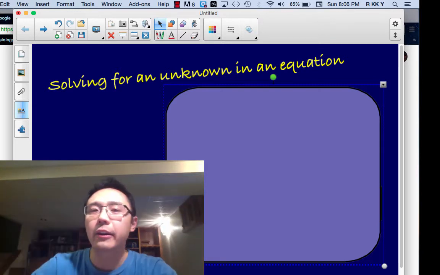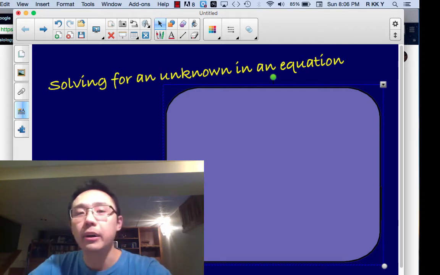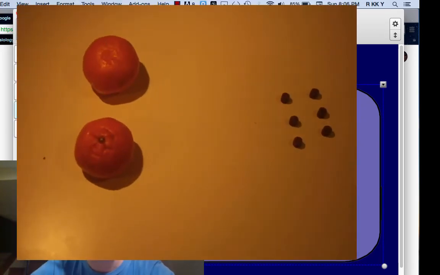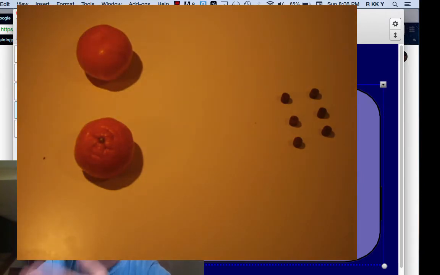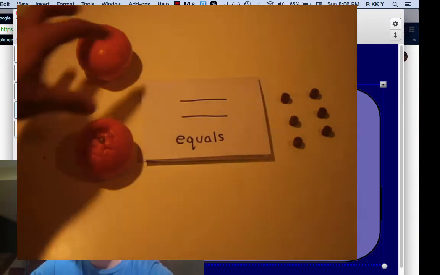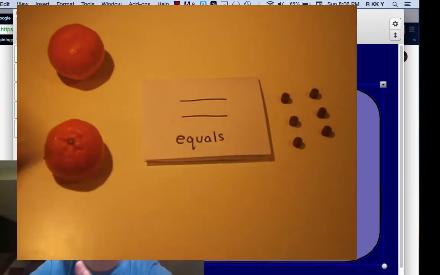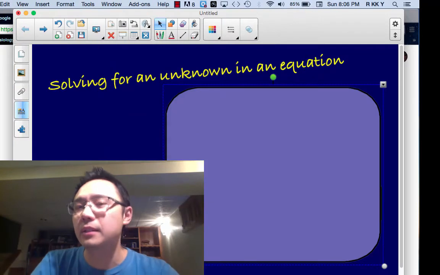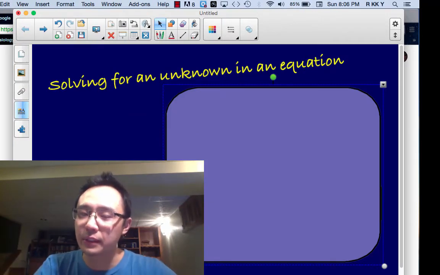So here's a scenario. If we were to go to the market and you have 2 oranges and it's $6. Well, then I'm going to ask you, how much is 1 orange? I'm sure that you can pretty much guess or even calculate in your head immediately that 1 orange is going to cost $3. So why was it so easy to see in a picture? And once you see something like 2x is equal to 6, why is it so much more difficult to do that?